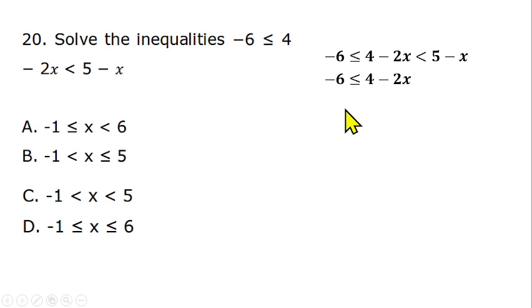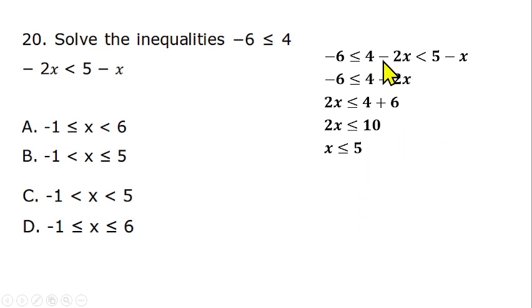Then we can collect like terms from here. Minus 2x comes to this side, and plus 6 comes here. You have 2x less than or equal to 4 plus 6, that means 2x is less than or equal to 10. Divide both sides by 2. That will give us x is less than or equal to 5.